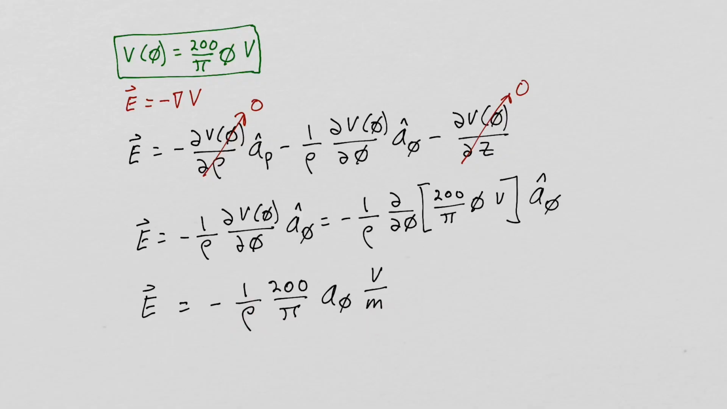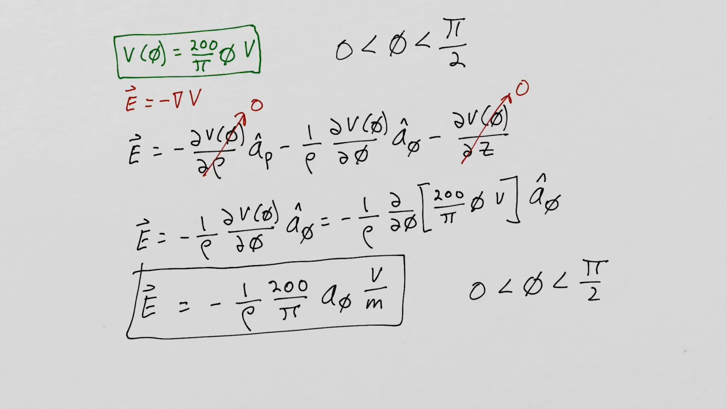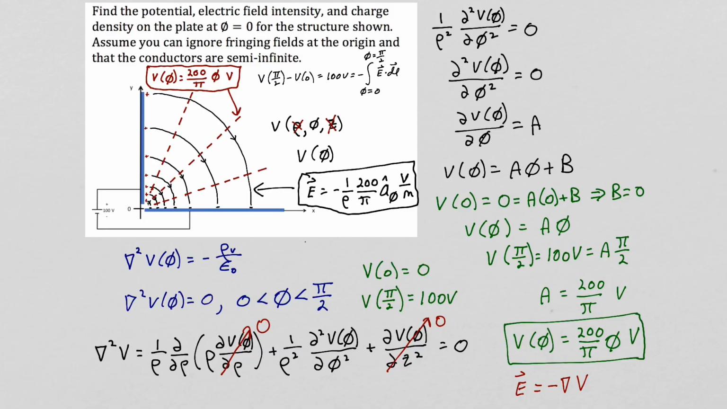And just to remind you, this is the free space region in the first quadrant for our potential field and our electric field intensity. So our electric field intensity lines are given by this equation, and our electrical potential field by this equation. It turns out we are not quite done. The potential difference between the plates is given by minus the integral of E dot dl from the phi equals 0 to the phi equals pi over 2 plate.